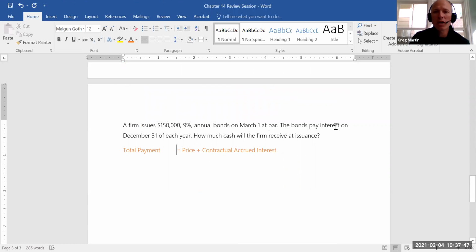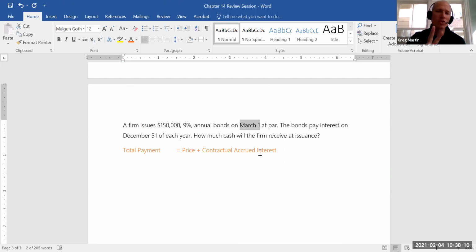Notice that the bonds pay interest on December 31st of each year. That December 31st contractual interest payment is based on the terms of the bond, and that cannot be changed. That's just the term of the bond. However, notice what happened. It didn't get issued until March 1st. It should have been issued on January 1st, but for whatever reason, it didn't get issued until March 1st.